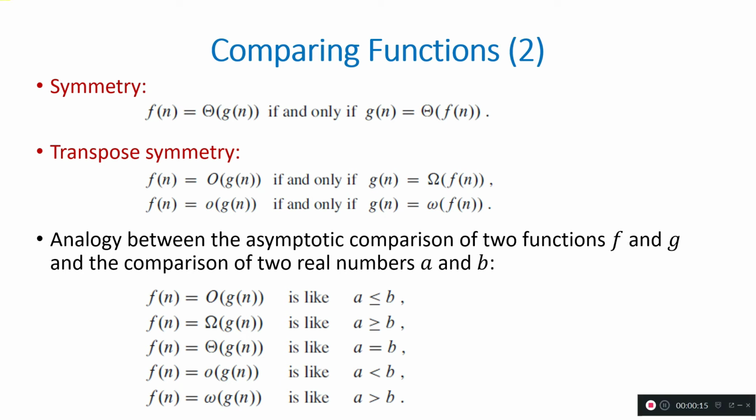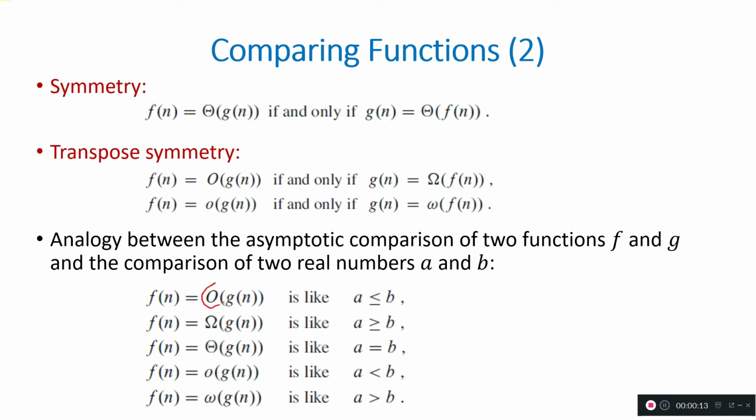Then we have transpose symmetry, which is the same for big O and small o notations with respect to big omega and small omega notations. So if we want to draw an analogy between the asymptotic comparisons and the comparison between two real numbers, say a and b, this is how it would look like.